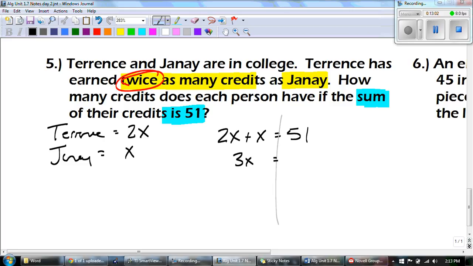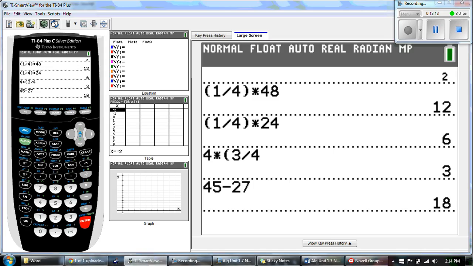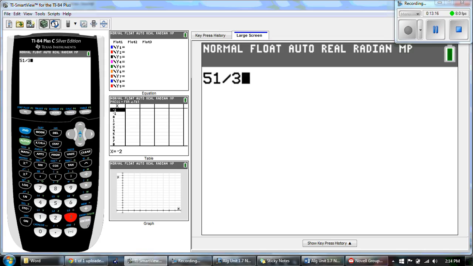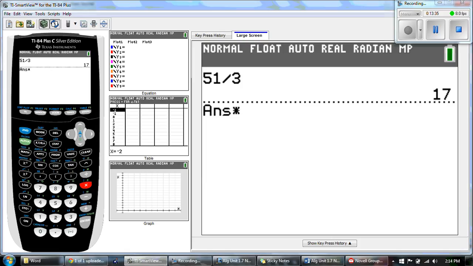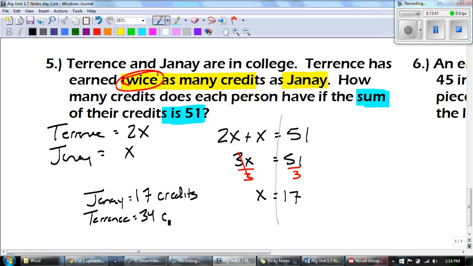I get 3x equals 51. Divide both sides by 3. And we get that x equals, well, if you don't know, 51 divided by 3, we get 17. Okay, so that tells me that Janae has 17, and we're talking about 17 credits. So if I want to know how many Terrence has, I need to double that. I'm just going to take my number, times it by 2, and get 34.